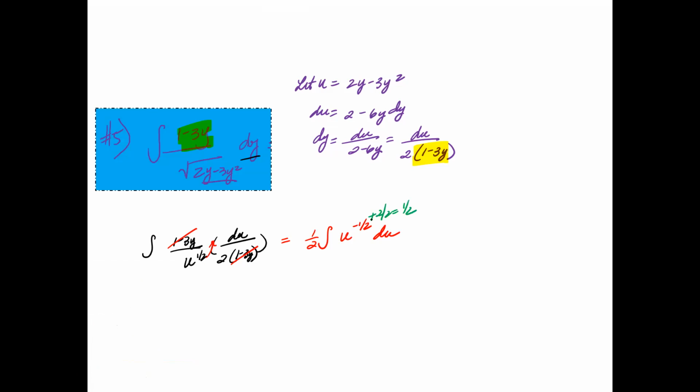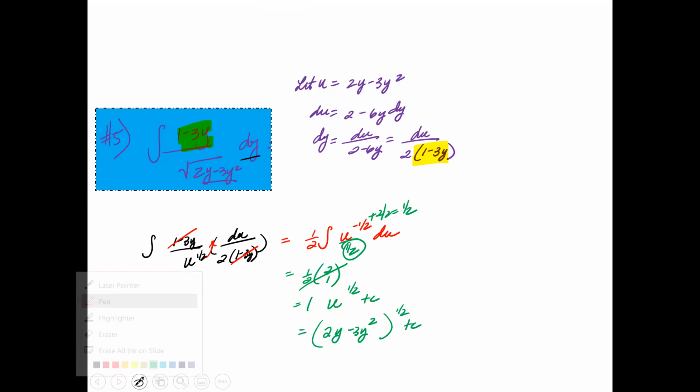Add the 1, which is 1/2, divided by the 1/2. You got to make sure you flip that. And you flip that, remember it's a 1/2 times a 2 over 1, which will just cancel into a 1. And then u to the 1/2 plus c. Replace the u back, you have 2y minus 3y squared to the 1/2 plus c. And this is your answer.